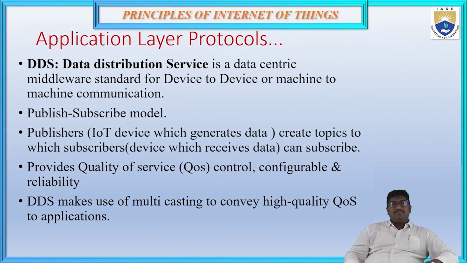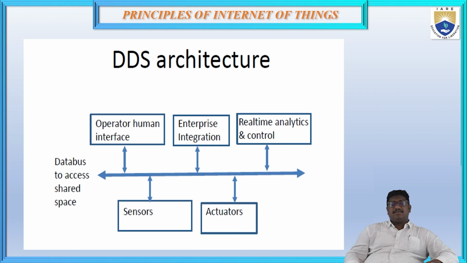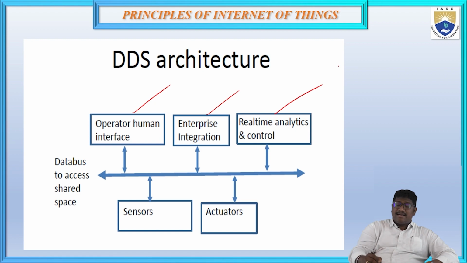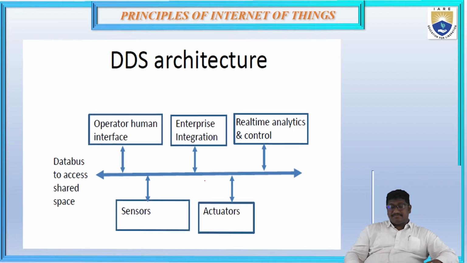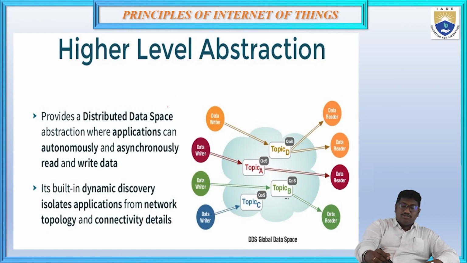And DDS, Data Distribution Service, which is a data-centric service happening between device to device, which is machine to machine communication. We are using the publish-subscribe model. There will be some publishers, there will be some providers, and the data is going to be distributed between publisher and subscriber. This is how the DDS architecture was, how we are sharing, how the sensors and actuators are helping each other, how the data bus is accessed based on open human interface, enterprise integration, real-time analytics and control, sensors and actuators, and high-level abstraction. How is high-level abstraction going to be done? Based on the distributed data space.